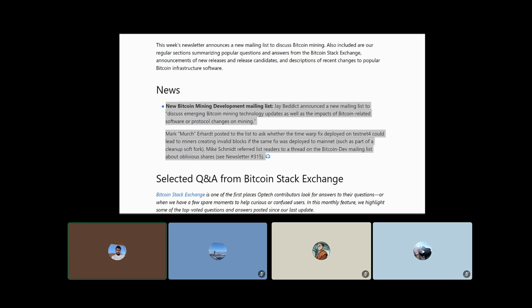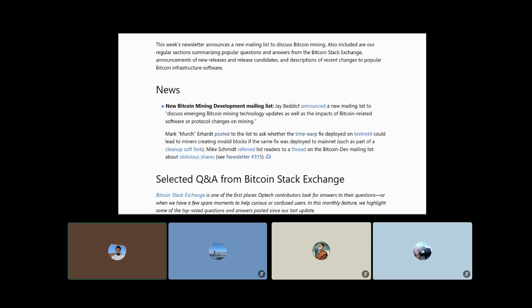Mark Erhardt posted to the list to ask whether the time warp fix deployed on testnet 4 could lead to miners creating invalid blocks if the same fix was deployed to mainnet, such as part of a cleanup soft fork. Mike Smith referred list readers to a thread on the Bitcoin dev mailing list and Oblivious shares. See newsletter 315. So we will go to this announcement.